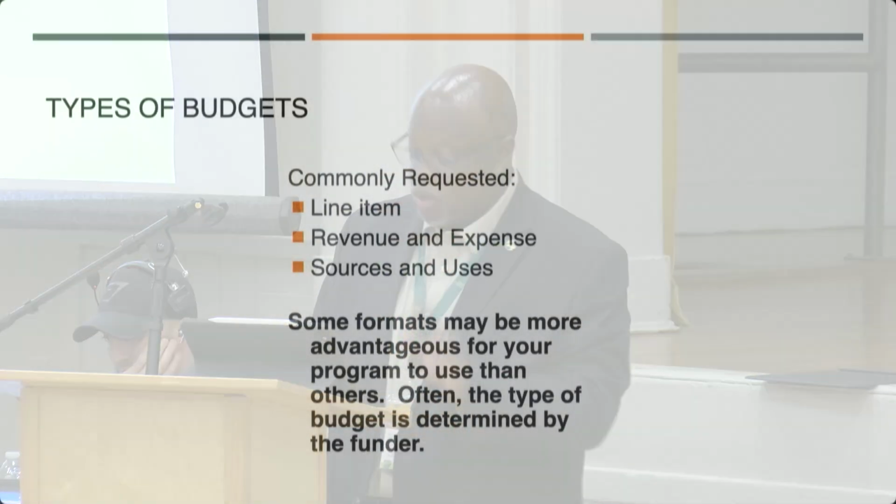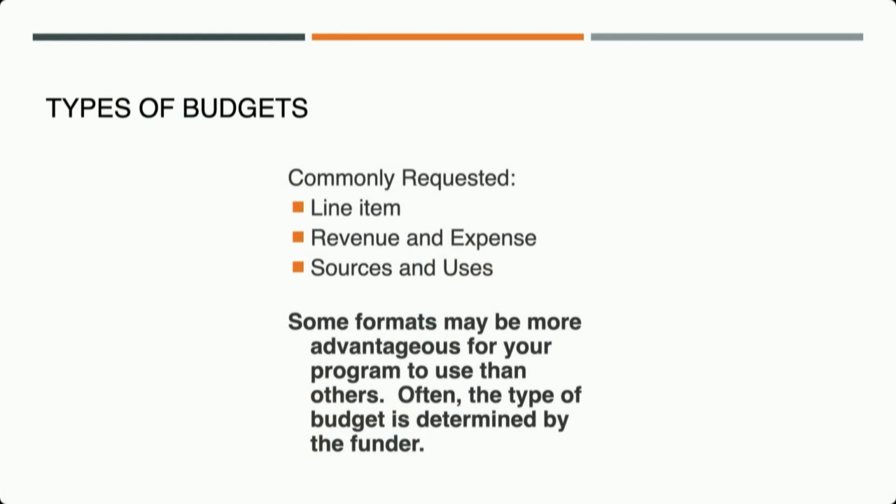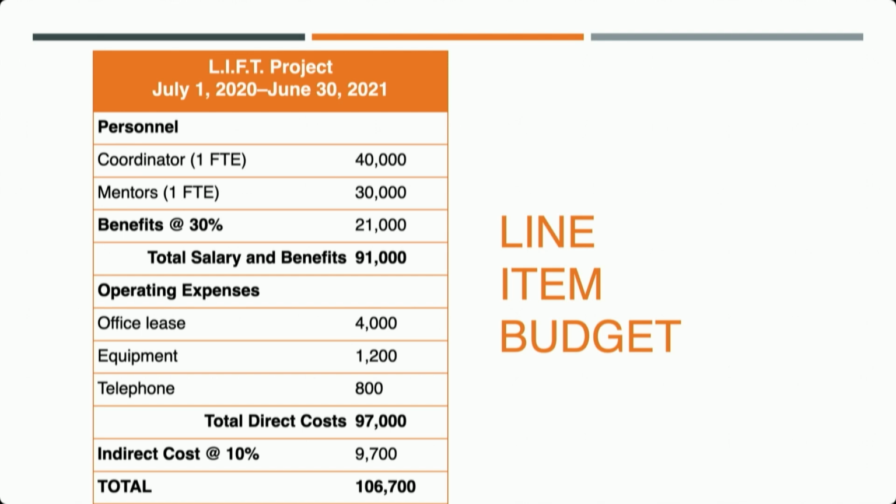Right. So now let's quickly talk about the types of budgets that we're talking about here. The most common, probably one of the common ones, will be a line item budget. We talked about a revenue expense budget, and we're going to talk now about each of these quickly.